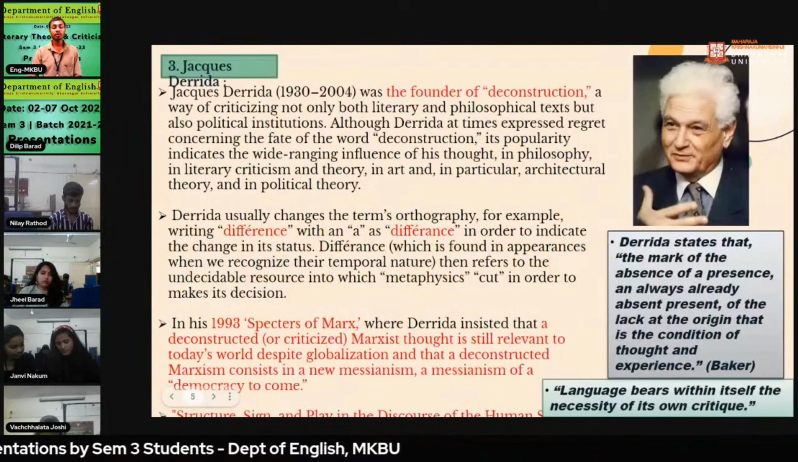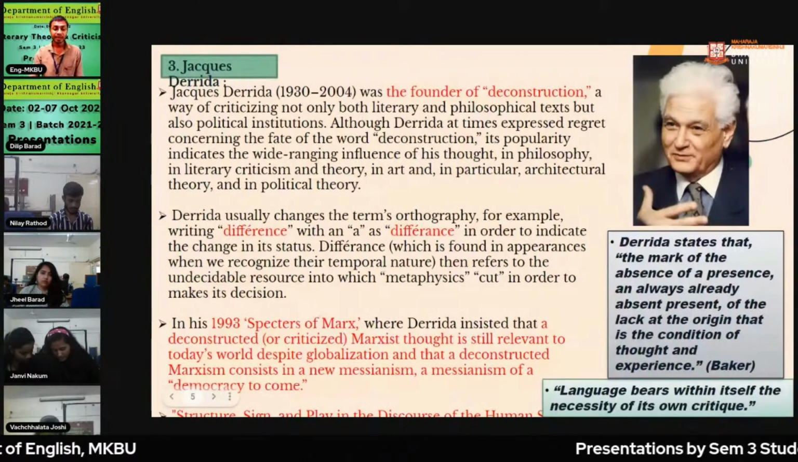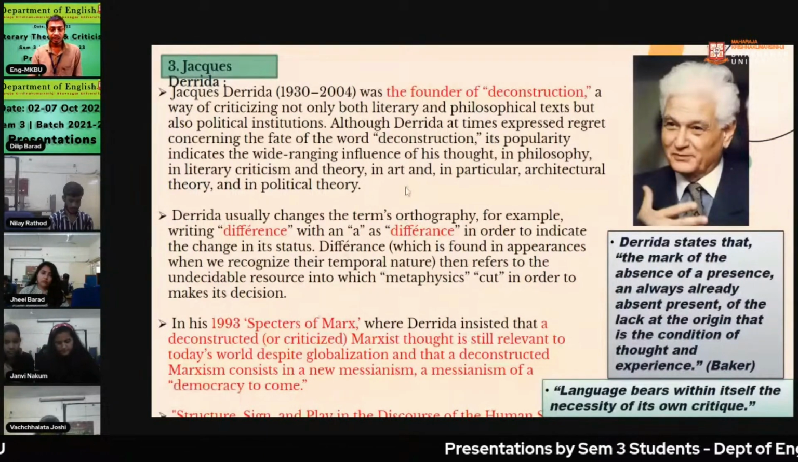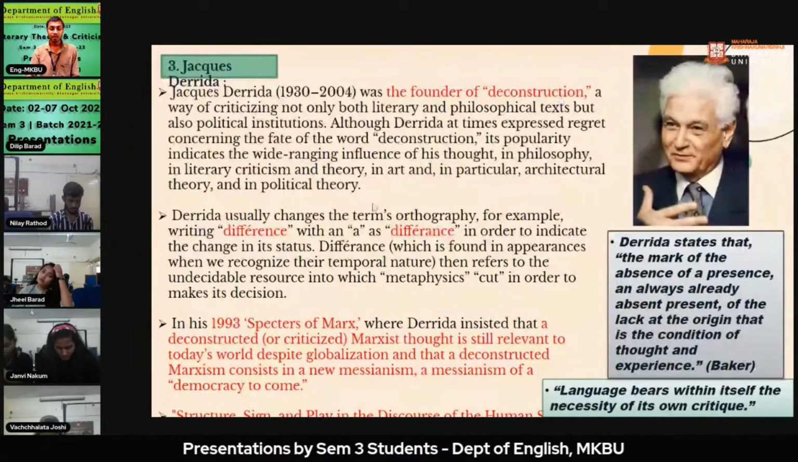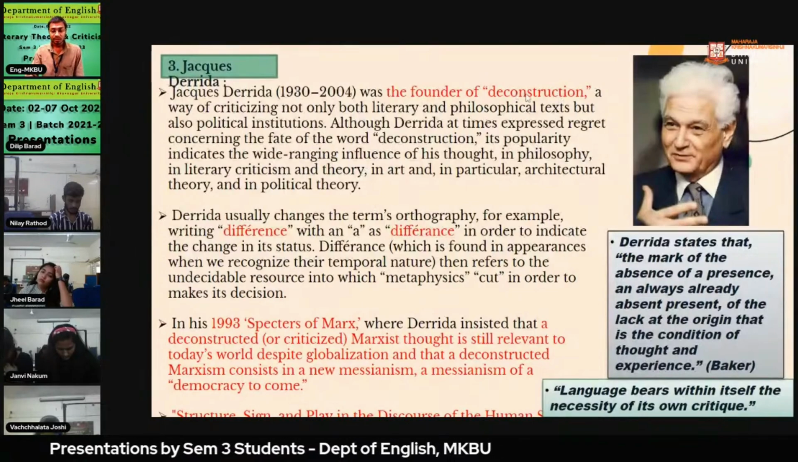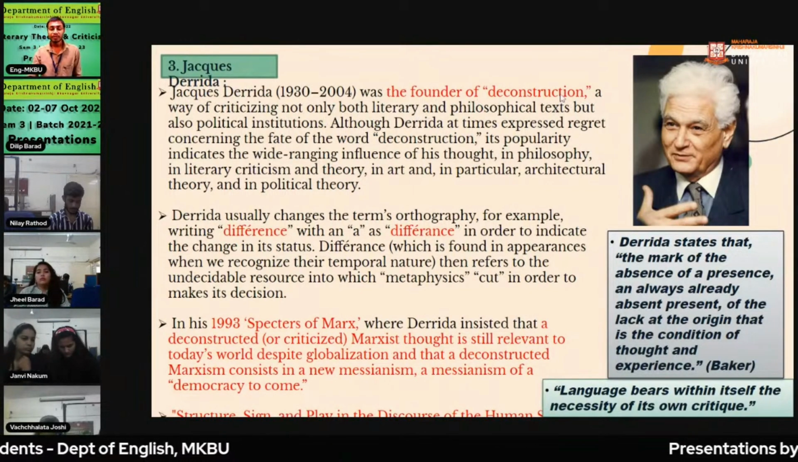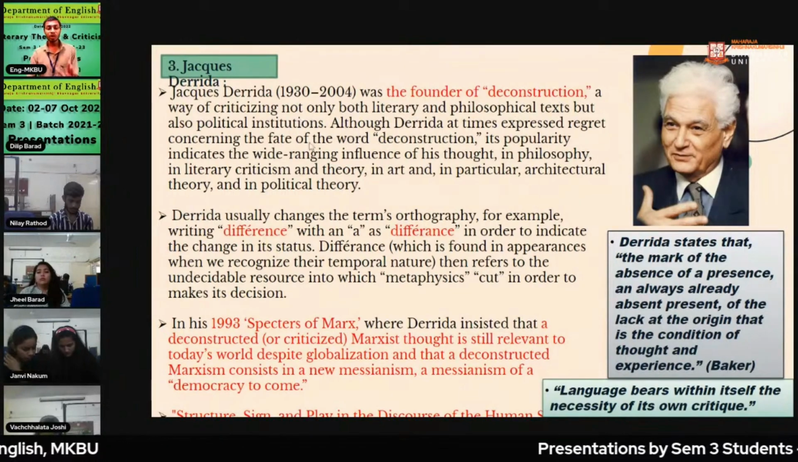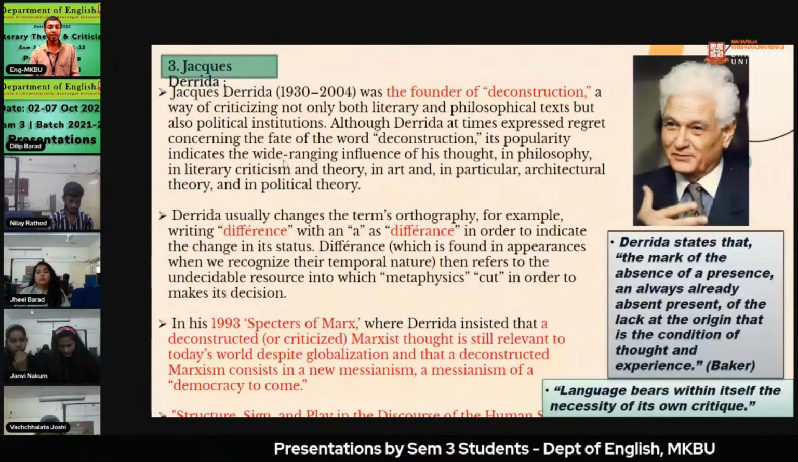And the third one, a very major figure in this school, among the five, is Sir Jacques Derrida. Sir Jacques Derrida, the founder of deconstruction, as a theory or as a propounder. So a way of criticizing. So what is deconstruction basically? A way of criticizing not only both literary and philosophical text, but also political institutions as well.